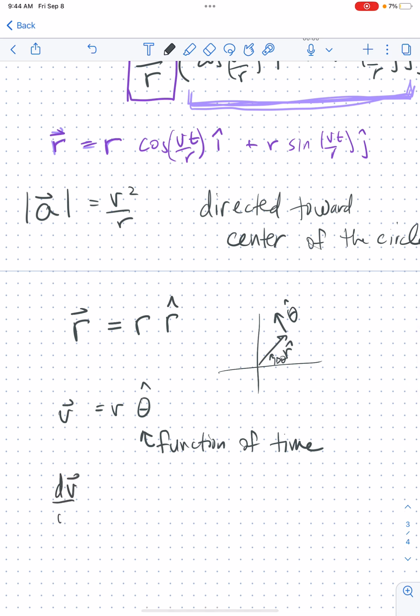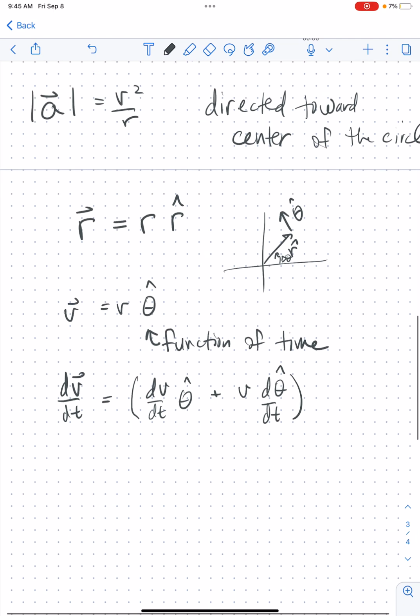So if we want to write dv dt, we want to use the multiplication rule for our derivatives, and we would find that this derivative would be dv dt theta hat plus v d theta hat dt. Okay. Sorry, there should not have been a vector sign there, like this, okay? And then d theta hat dt, we can find is v over r r hat, okay?